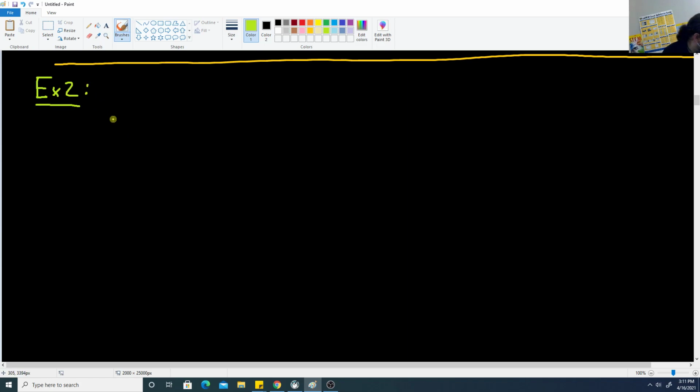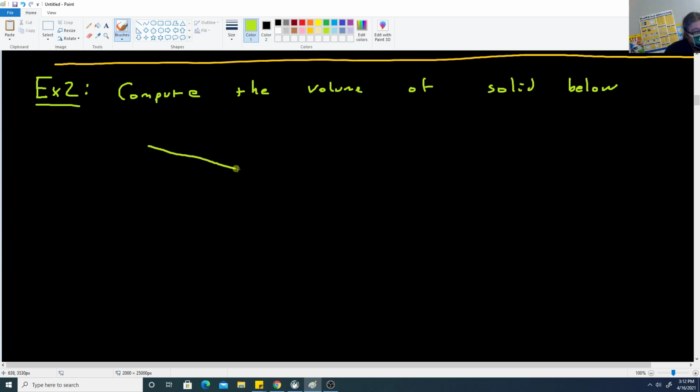So for example 2, we say compute the volume of the solid in figure 4. Okay, compute the volume, I'll try to draw it down here, of the solid below. And then they'll have some extra stuff. So the solid that they give us, they have it kind of drawn like this.